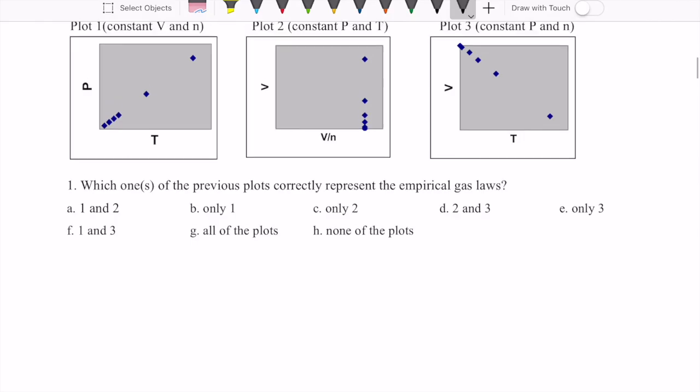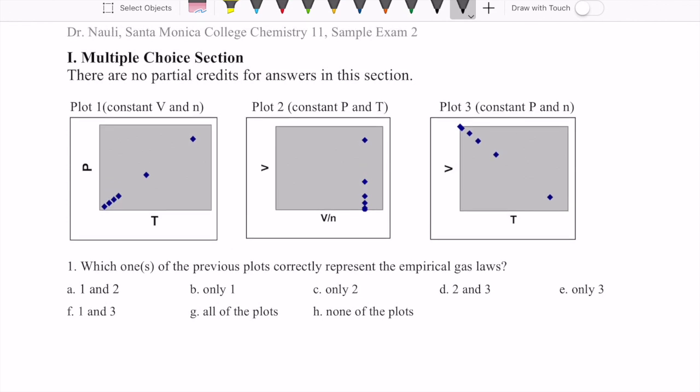Hi everyone. So in this series of videos, I'm going to be talking about how to solve all the problems in Chemistry 11 Sample Exam 2, which is dealing with problems in aqueous chemistry as well as gases. So the first question here is going to be on the gas topic, and this one is asking you whether any of the plots shown here will represent the equations in the empirical gas law.